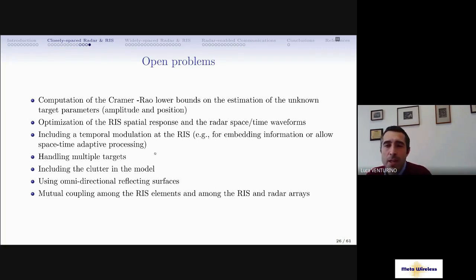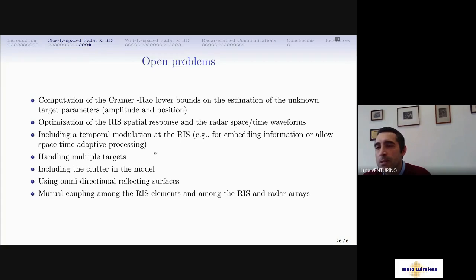And as I mentioned at the very beginning, mutual coupling among the RIS elements should be accounted for at some point in the model to see how it affects the ability of focusing the radar signal towards the desired direction where the target is expected to be. So I have concluded this part.